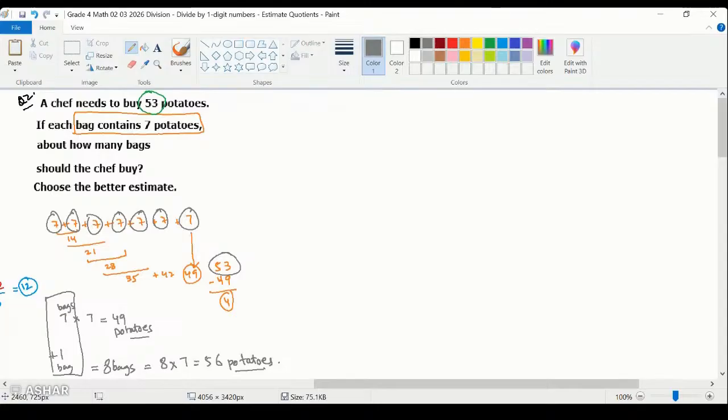So with division, what we do is, when 53 was to be divided by 7, right? 7 times 7 is 49. Agreed? And 4 was left, right? So this shows the number of bags. And this shows the number of potatoes left he needs to buy. So in order to buy these 4, he needs to buy 1 extra bag. Agreed?